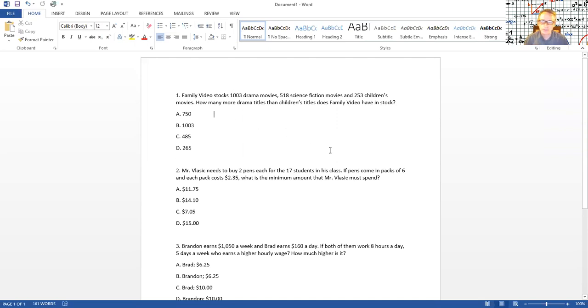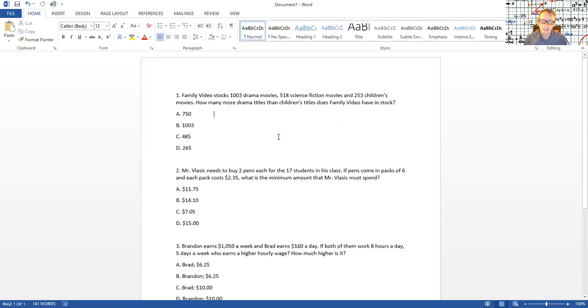Let's look at this first one. Family Video stocks 1,003 drama movies, 518 science fiction movies, and 253 children's movies. How many more drama titles, which means movies, than children's titles does Family Video have in stock? This is a fairly straightforward one. For all these types of word problems, it's a matter of translating the English into math. And that just takes practice. It's like when you want to learn a foreign language, right? You've got to practice the translation. And the math is not as difficult as learning a foreign language. You'll see what I mean here, especially for the ASVAB. It doesn't get that complicated.